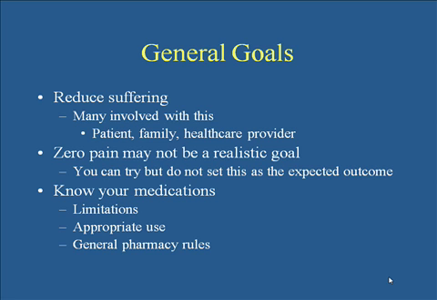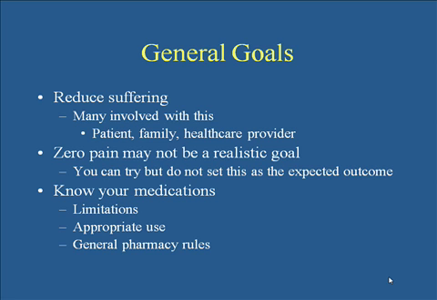Zero pain, great idea. I think zero pain is a great goal to have, but it may not be realistic. What I try to tell people is my main goal in recommending medications is to give you a medication to either help reduce the suffering or make the pain at least somewhat tolerable so that they can do their activities of daily living.